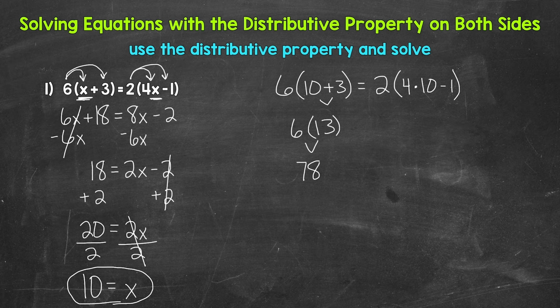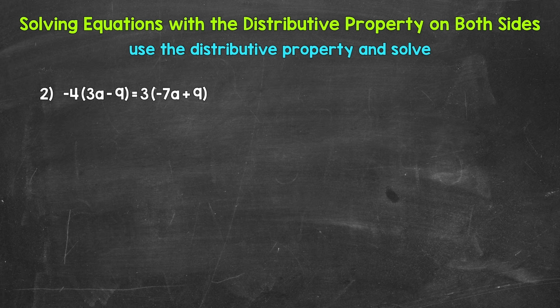Let's start with the parentheses. So we have 4 times 10, which is 40, minus 1 is 39. So now we have 2 times 39, which is 78. Both sides are equal. They both equal 78. So we are correct. x equals 10. Let's move on to number 2 and try another example.